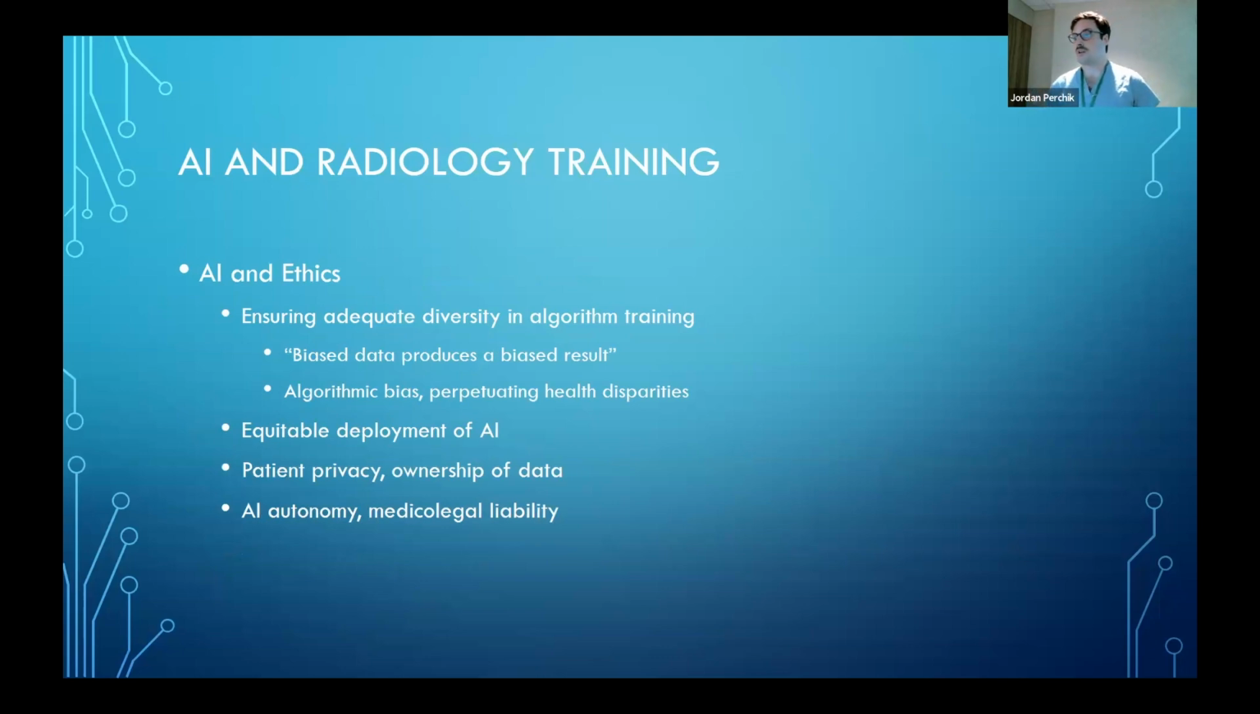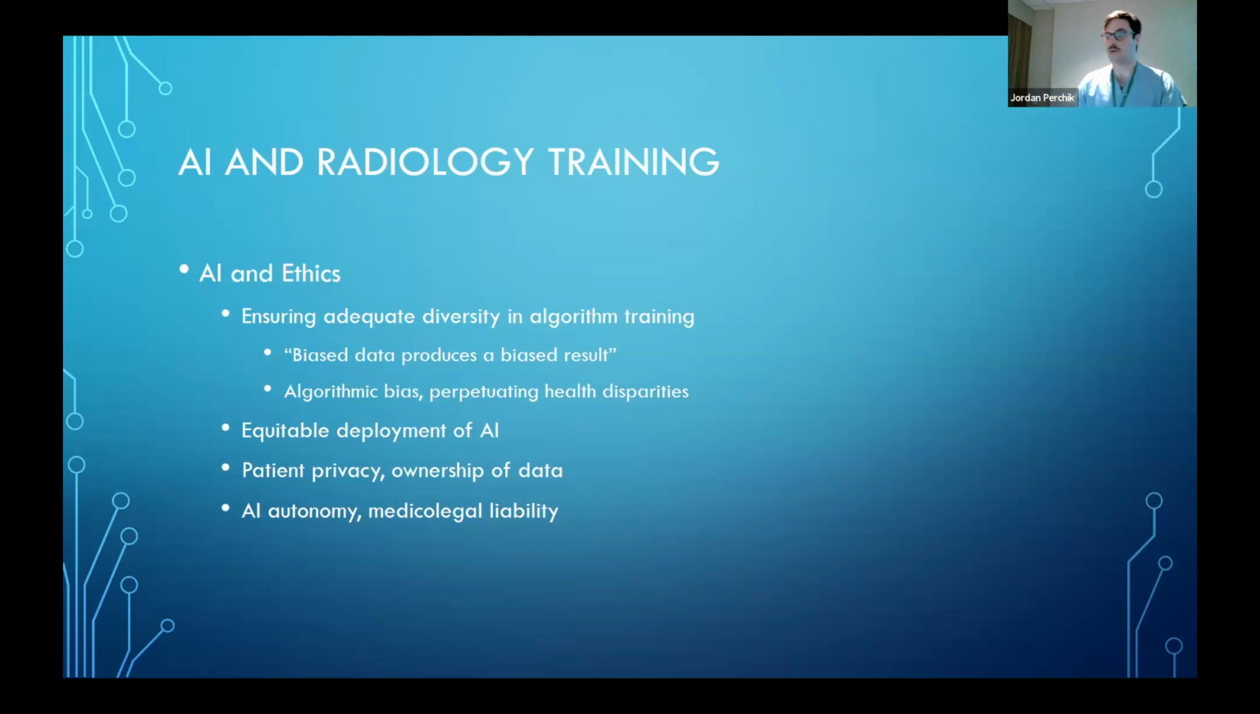But across the board, knowing the ethical background for the use of AI in healthcare is going to be necessary at every level. So there are a few key concepts that we're going to highlight here. This could be an entire lecture in itself. But when we think about the ethical deployment of AI, we want to ensure that there's adequate diversity in algorithm training. The phrase that we point to frequently is that biased data produces a biased result.